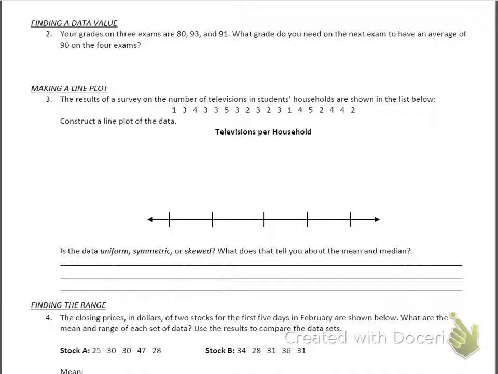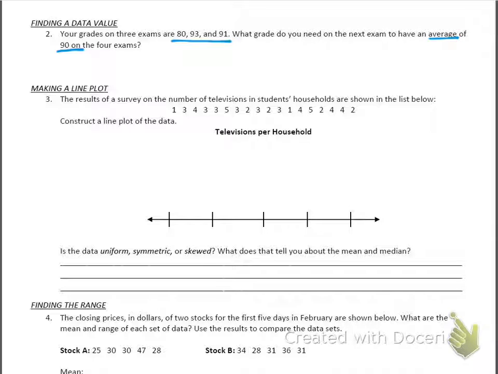Finding a data value. This actually comes in handy for you guys. You will do this a lot throughout your academic career. So example 2, we're just going to do it together really quick. Your grades on 3 exams are 80, 93, and 91. What grade do you need on the next exam to have an average of 90 on the 4 exams?